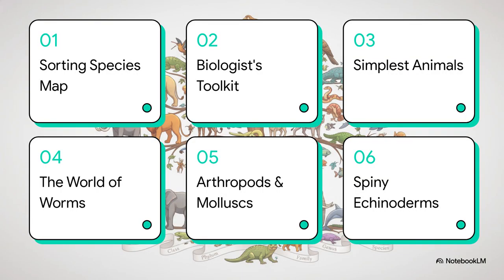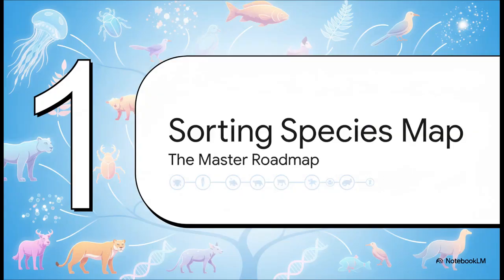To wrap our heads around this, we're going to break today's explainer down into 6 logical sections. 1. Sorting 1 million species. 2. The biologist's sorting toolkit. 3. The simplest animals, which are sponges and cnidarians. 4. The world of worms. 5. The heavyweights, arthropods and mollusks. And finally 6. Spiny-bodied echinoderms. All right, let's get into part 1.